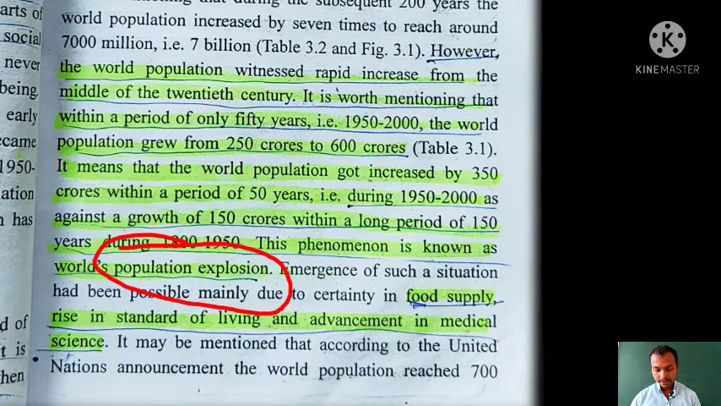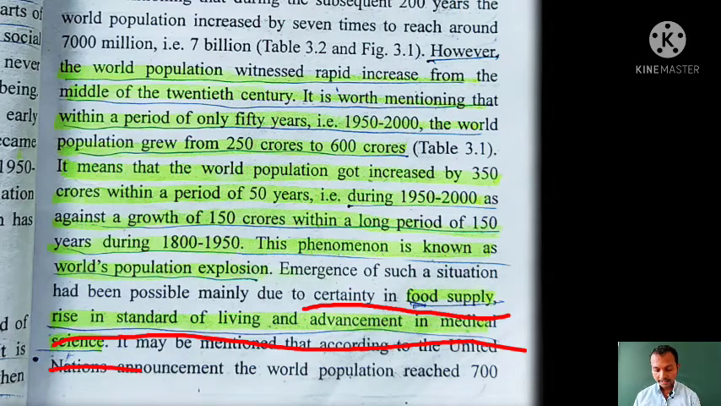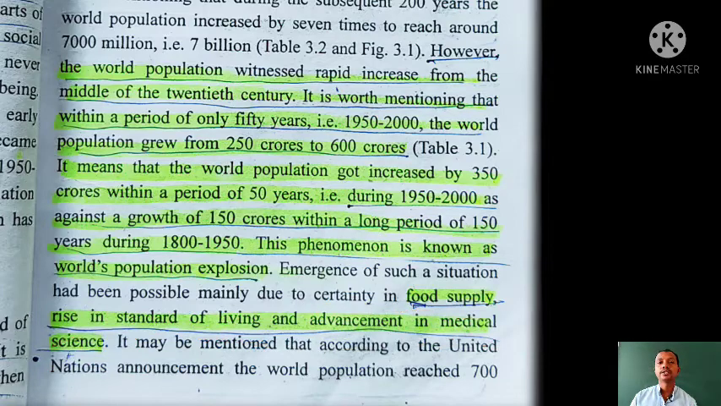Okay, dear friends, and see again it is telling emergence of such situation had been possible mainly due to certainty in food supply, rise in standard of living, advance in medical science. So this is what it is telling. Okay, because of this only like standard food system was there. I mean people were knowing what to eat, and that supply was sufficiently there, and advanced medical system was there. Okay, and with all this the people started saving their life, so the population growth was more.